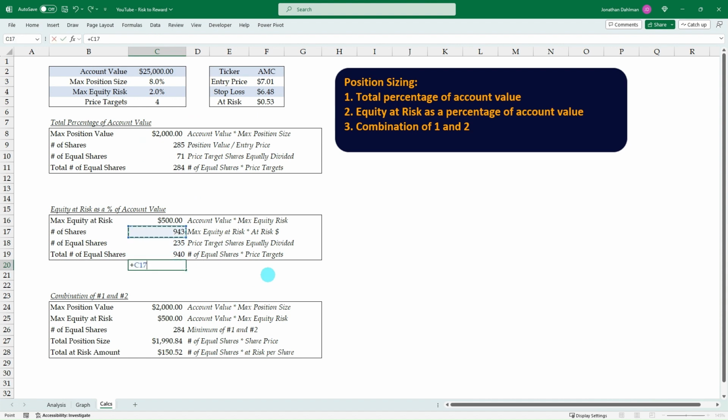And again, we have to look at that from a number of price targets. So 943 divided by 4, you can see that we have fractional shares. So we've got to convert that to equal number of shares.